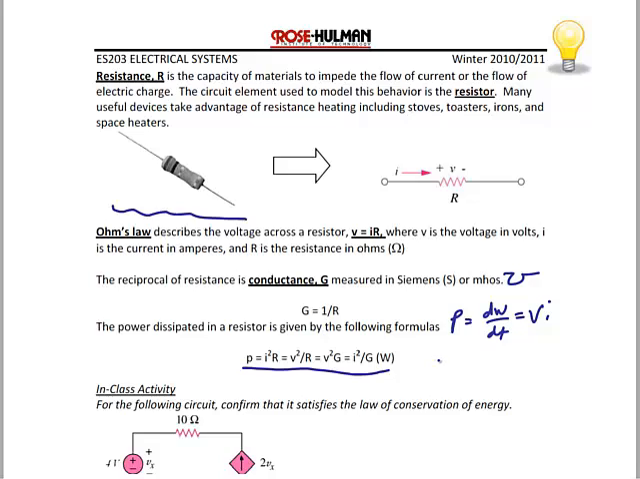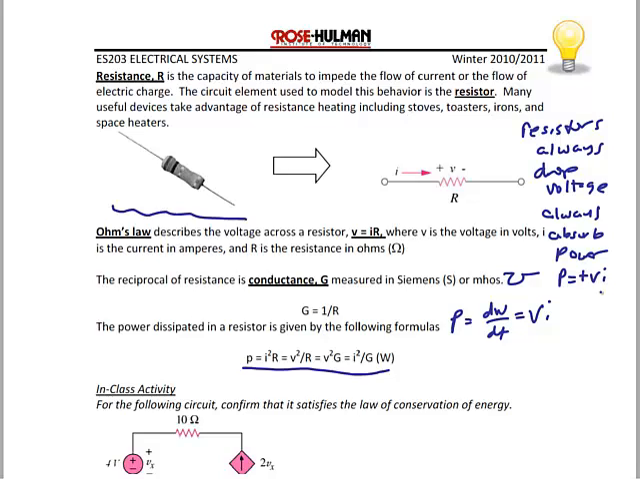Resistors are a passive circuit element. So one thing that is very important to remember is that resistors always drop voltage, and resistors always absorb power. We represent the power relationship for a resistor as positive V times I based upon the way it's drawn here, and the numeric value for power should always be greater than 0. This helps us to remember that resistors always drop voltage and resistors always absorb power.